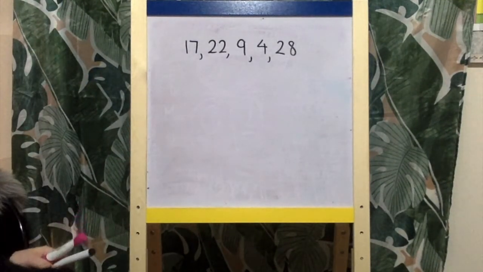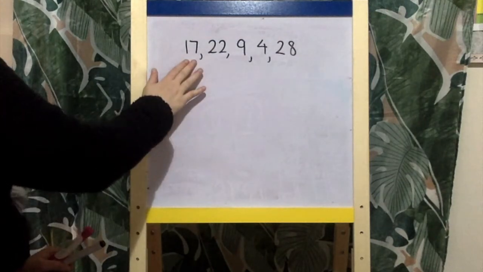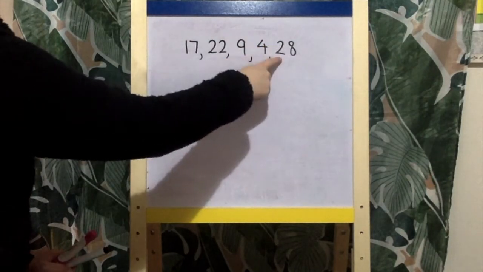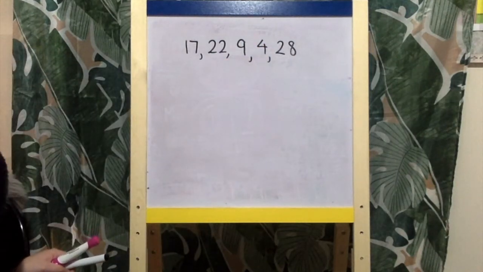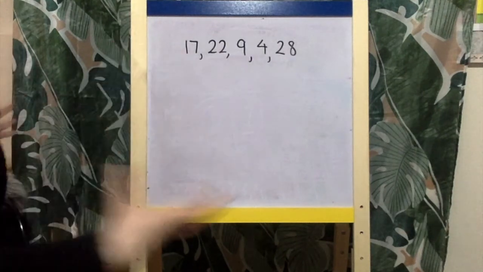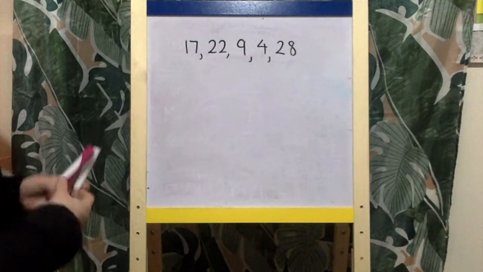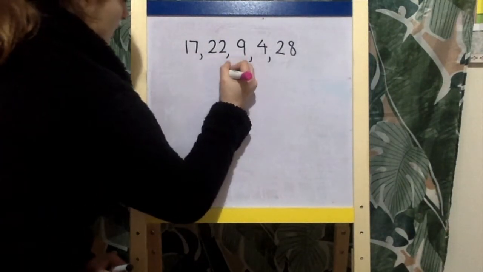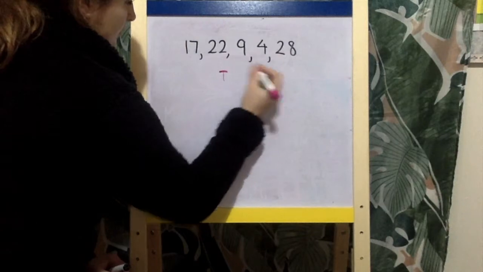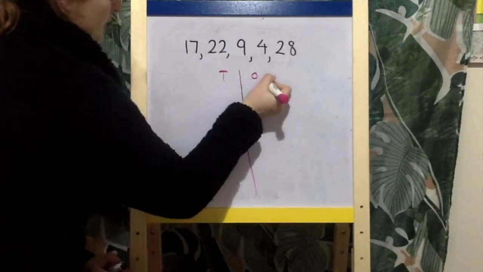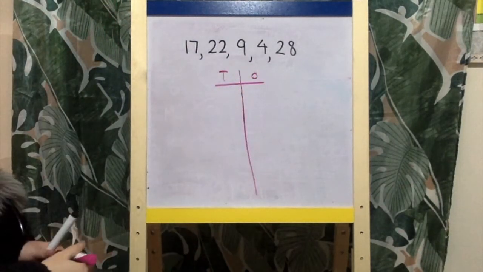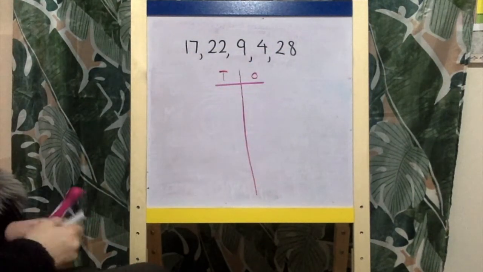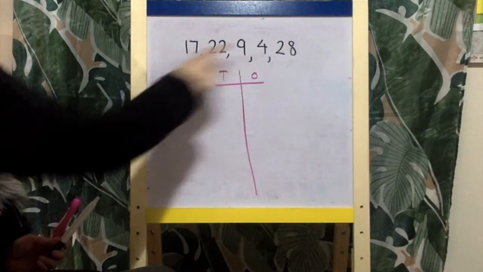Alrighty, we've got some different numbers here. 17, 22, 9, 4, 28. I want to put them in order from biggest to smallest or greatest to smallest. I'm going to draw up a table to help me. Now, what I'm going to do is put each of these numbers into the table to see which one is the biggest. I'm going to start from left to right.